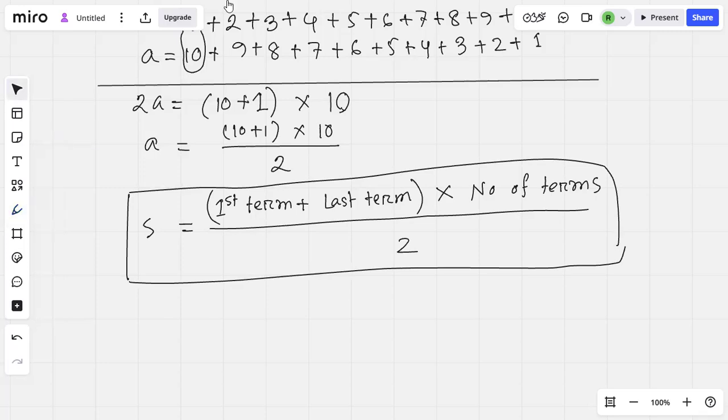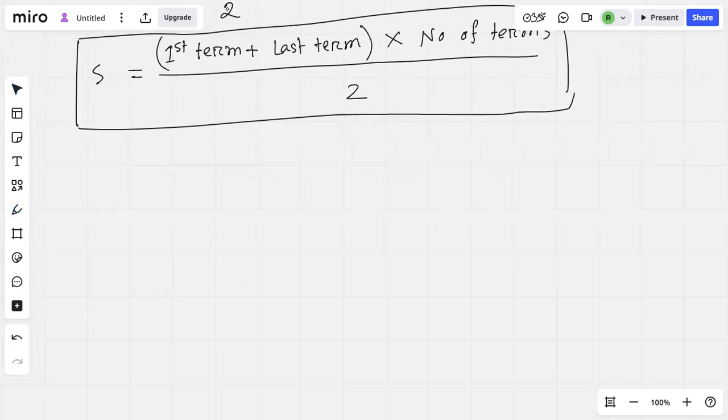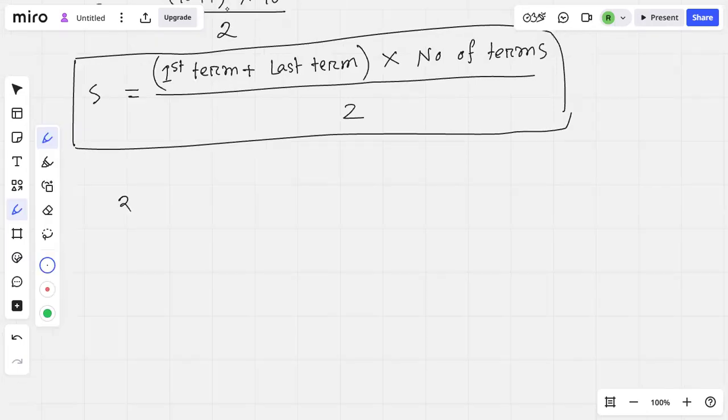Okay, now we want to solve some problems so that we understand the formula and execute it. So the formula is this. Now let's say we have to find the sum of this: 20 plus 21 plus 22 plus 23 plus 24 all the way up to, let's say, 30. Now to find the sum, we need this formula.